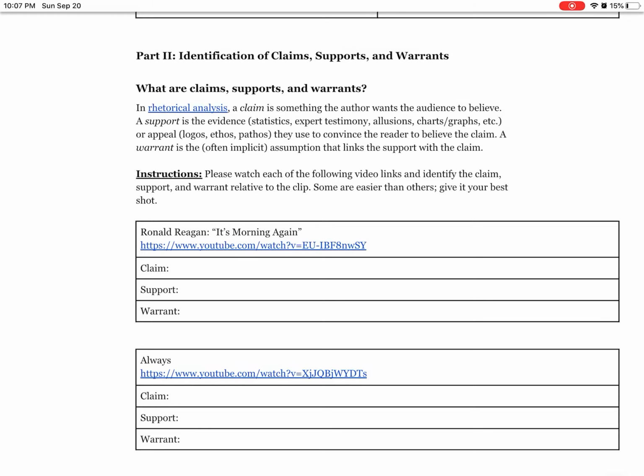The warrant connects the two. It is often implicit, meaning it's embedded. It's not directly stated. It's an assumption, and it links the support with the claim. Now, if you're anything like me, you hear that and you're like, yeah, okay, what does that exactly mean? So I am just going to show you through an example.